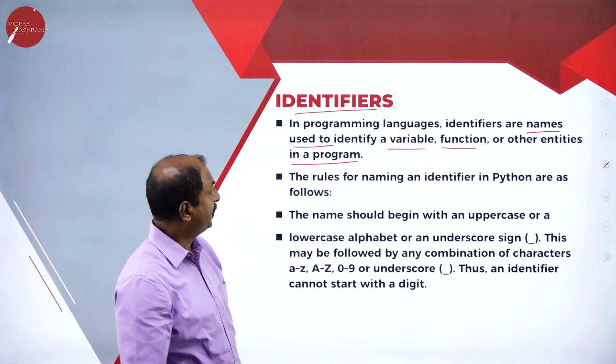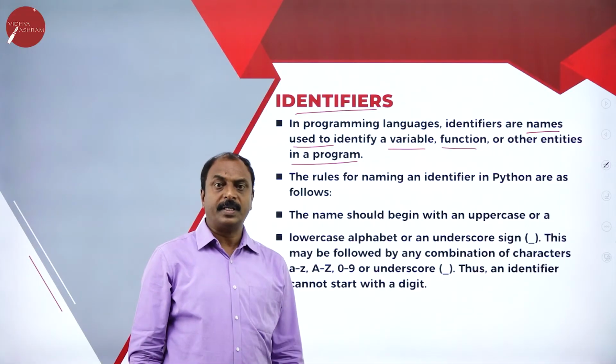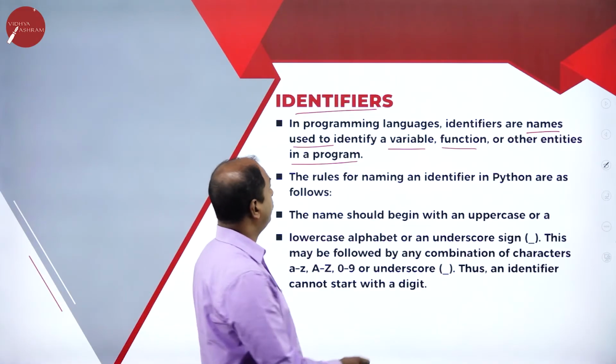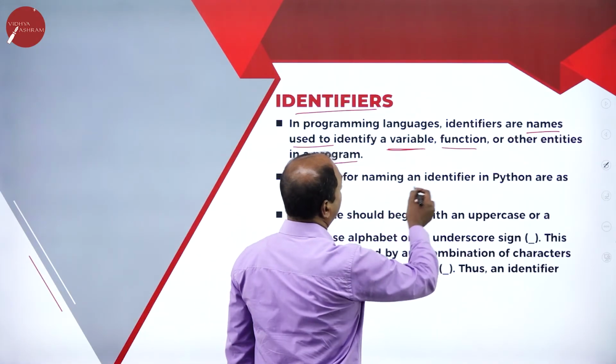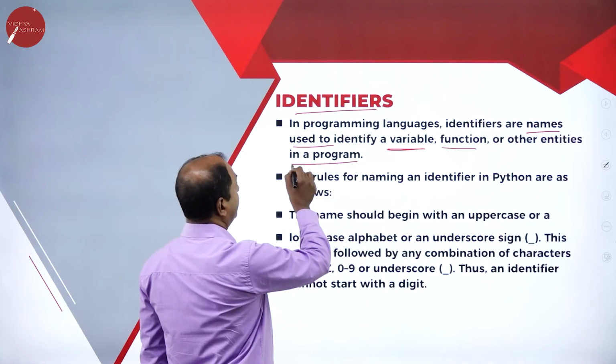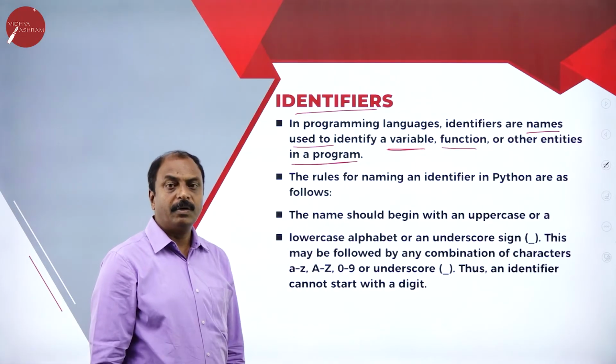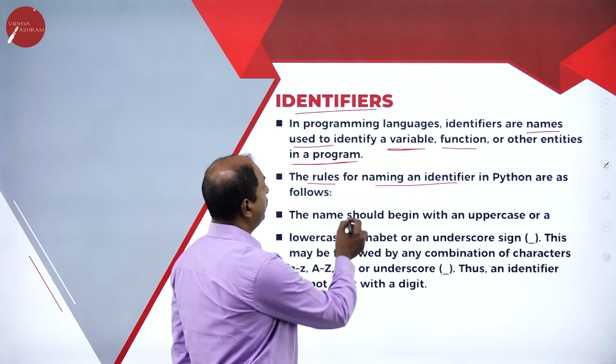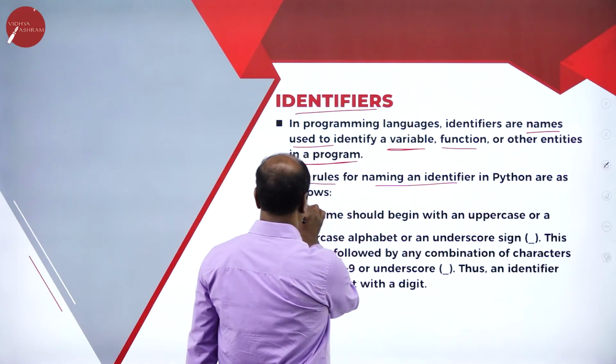So, what are identifiers? Identifiers are the names given to different programming elements. For example, it may be a variable, it may be a function, or other entities in a program. Now, let us see what are all the different rules to frame an identifier in Python.